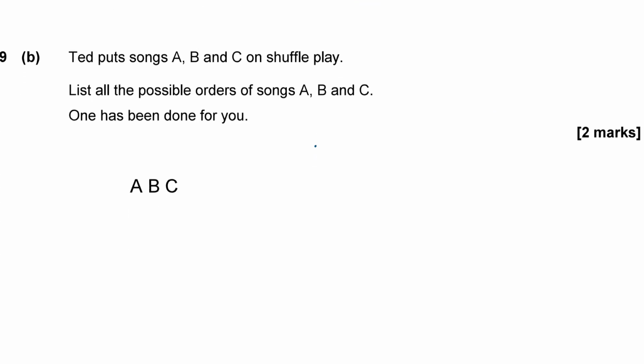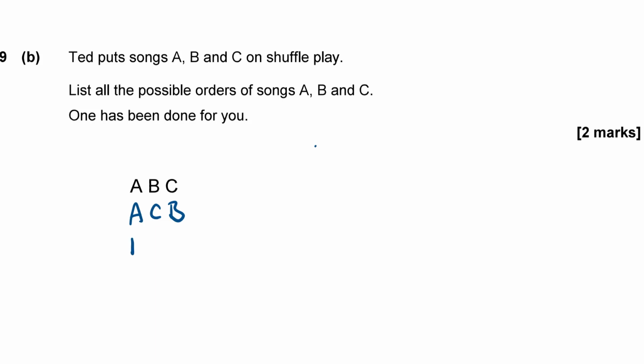Okay, 9b. Ted puts songs A, B and C on shuffle play. List all the possible orders of songs A, B and C. The one has been done for you. So we could start with A and then we could have B and then C. I like to try and keep as many things the same as possible. So let's leave the A there. Then I could have a different combination if I had C then followed by B. So ABC is one way and ACB is another.